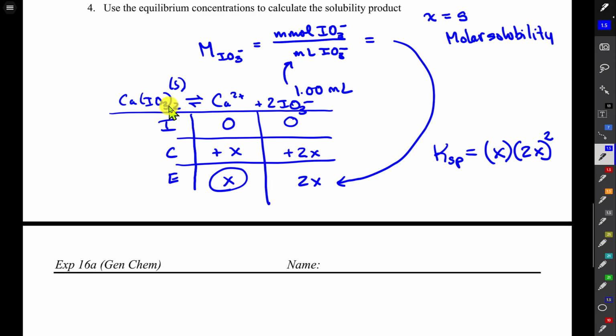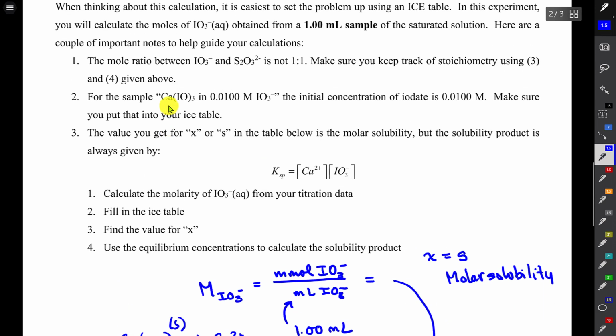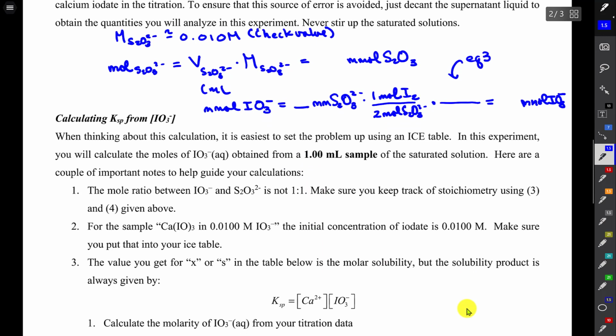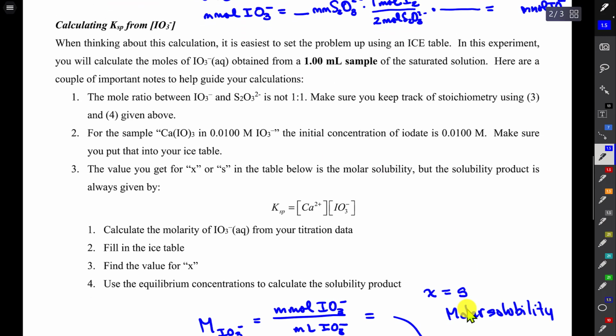Okay, so on to part 2. Part 2 of the experiment is done exactly the same way except for this. What we're going to do is you're going to get a 1 ml sample of calcium iodate, but instead of being made up in pure water, it's going to be made up in a solution that was already 0.01 molar in iodate concentration.